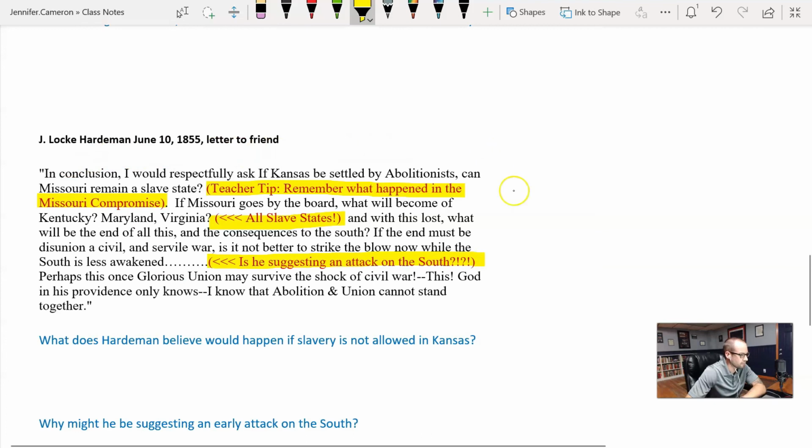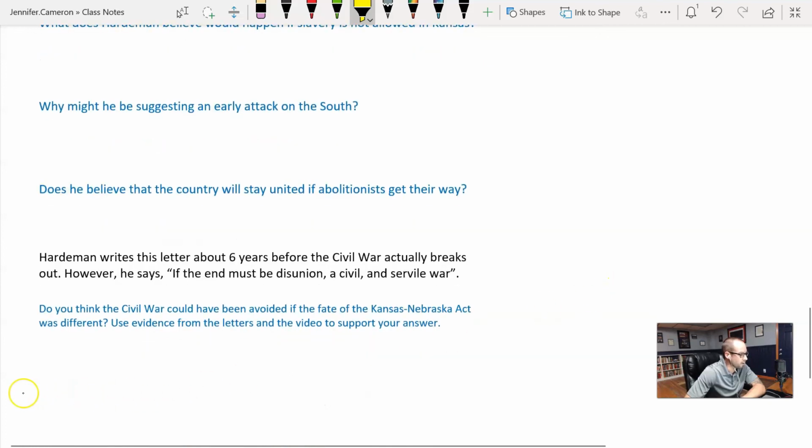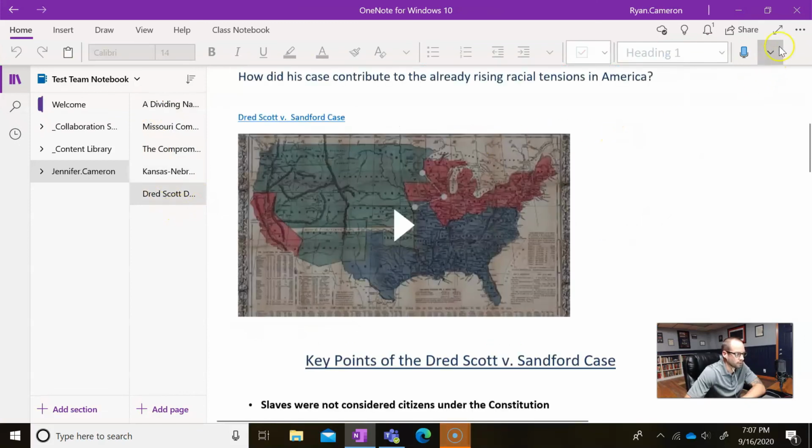After you read through the second primary source or you listen to it in immersive reader, go ahead and answer these questions. Then there's one final question down there at the end, and that's all you have to do for the Kansas-Nebraska Act handout. Once you're done with that, you'll move on to the Dred Scott decision.